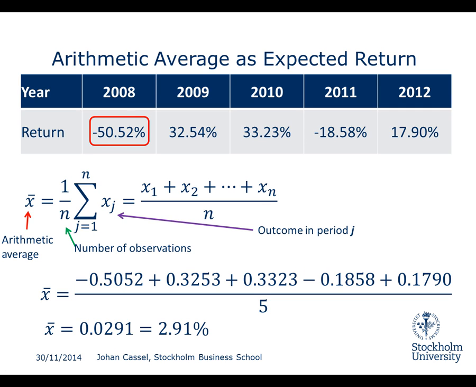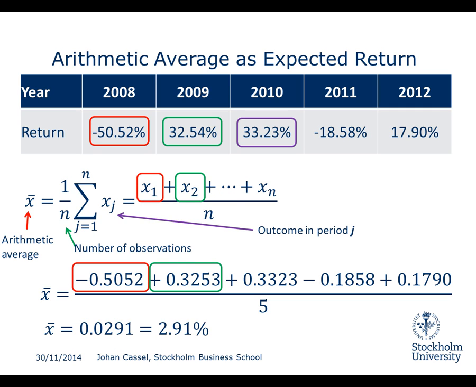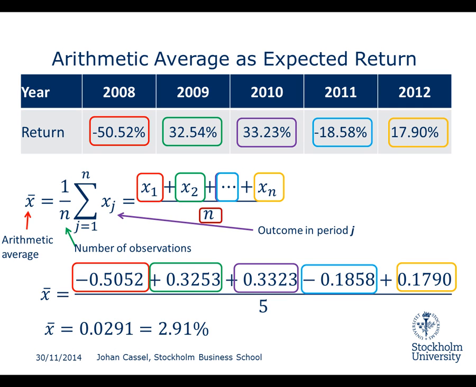So to do it, you would simply do it like this. You take the return in the first year, which corresponds to x1, and you write it here. Then you add the return in the second year, which was 32.53%. You add the outcome in the third year, so now we go here to the 3 dots. We add the outcome in the fourth year, again contained within those dots. And now the fifth year would correspond to our last observation, so that would be xn. Add that, and then you divide it by the number of observations, which is in this case 5, because we have 5 years. And we find that the arithmetic average was 2.91%. So that would be our expected outcome.